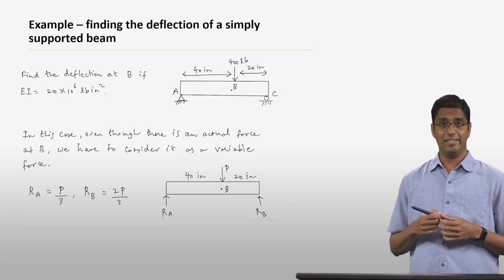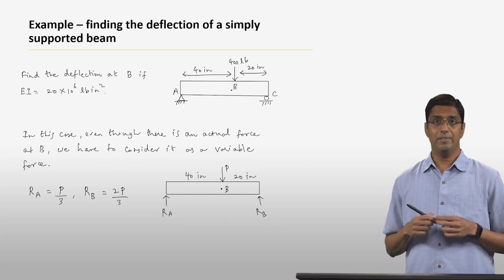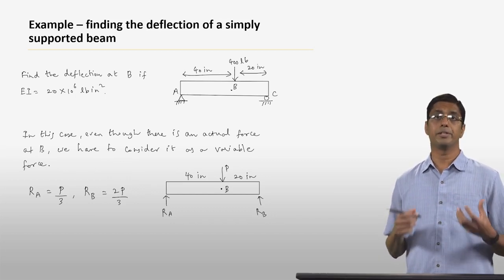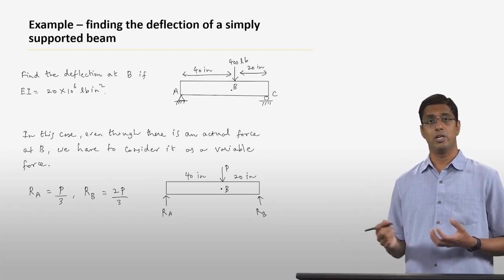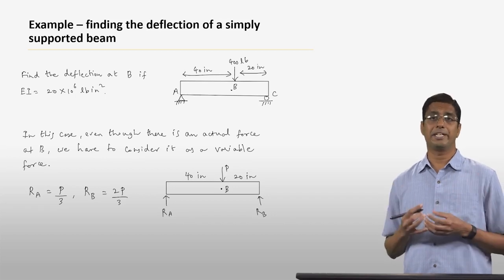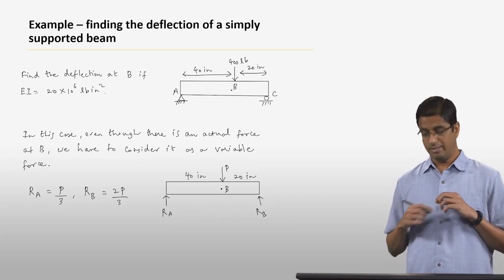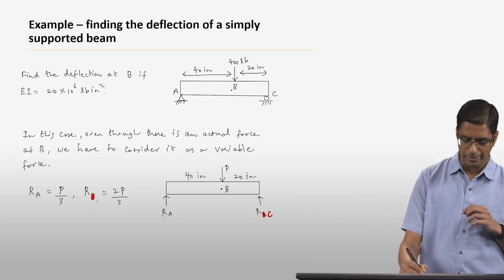Now, in this case, you have an actual force acting at point B, but still we have to consider it to be a variable force because we eventually want to take the derivative of the strain energy with respect to that variable force. So even though there's a 400-pound force acting, we'll assume that the force acting at point B is just P. There is a mistake here. This should be RC, which is probably very obvious to you.